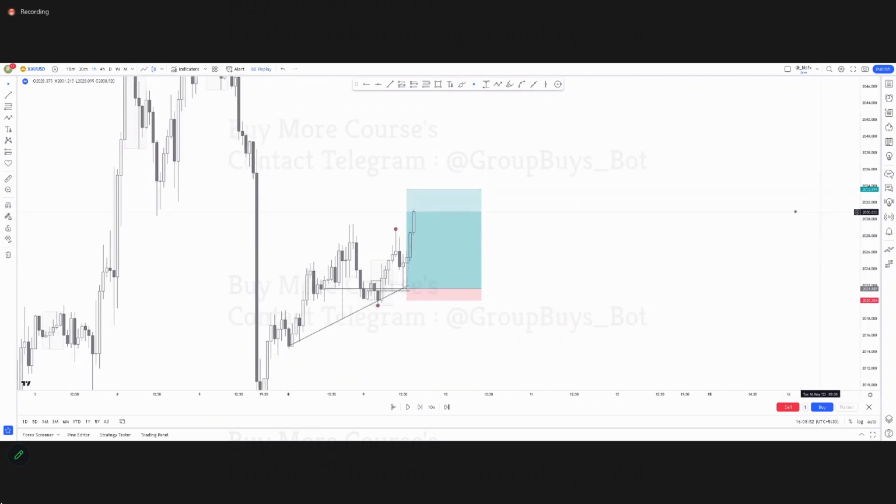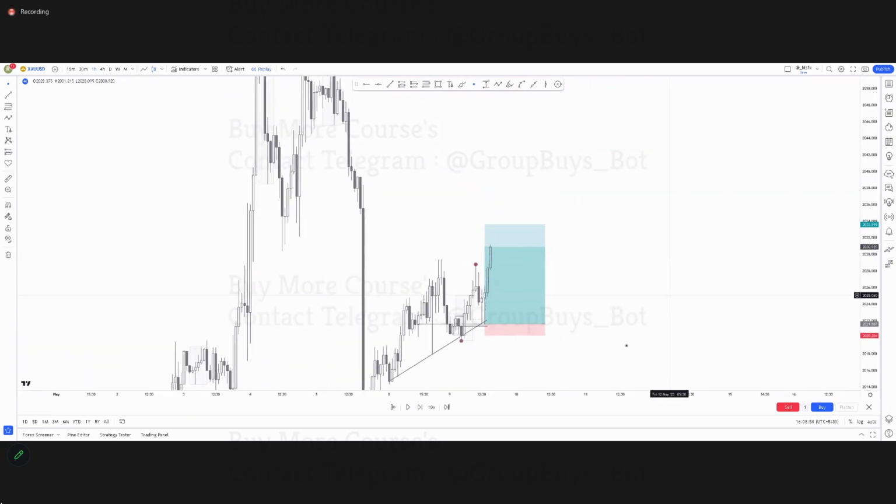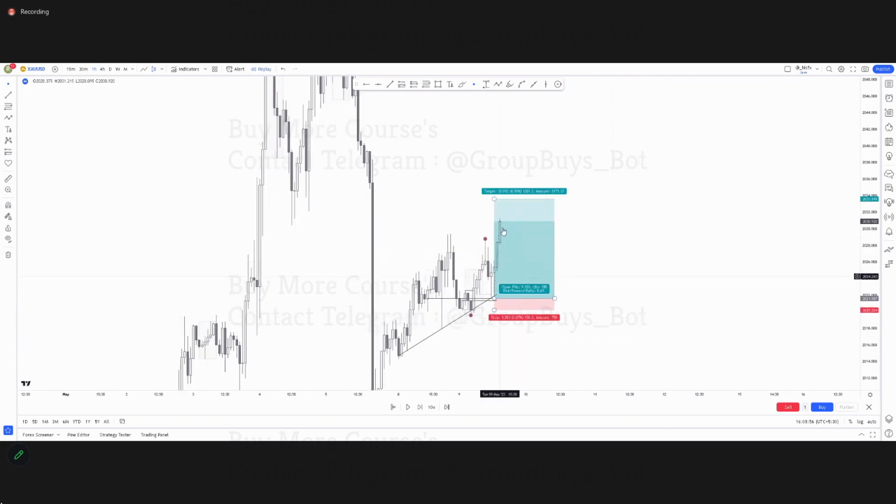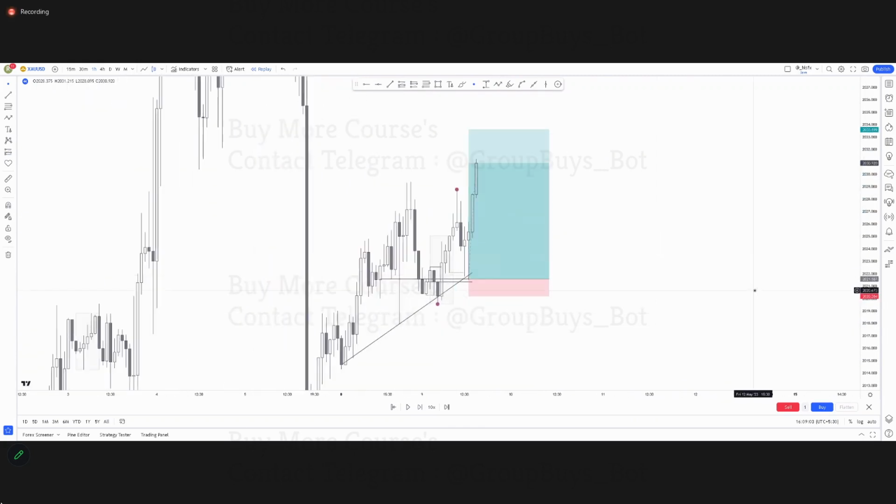But it will pay you off eventually. Yeah, it will pay you off. Okay, so now the price went high, it broke the structure. Now someone asked me, when do I break even the trade?